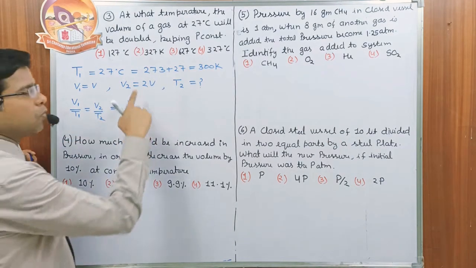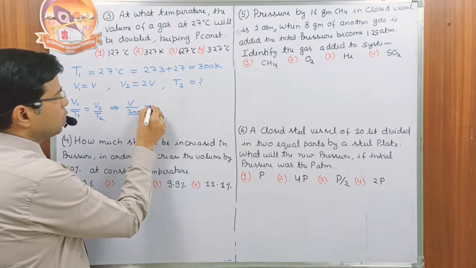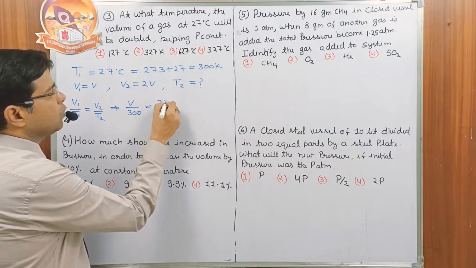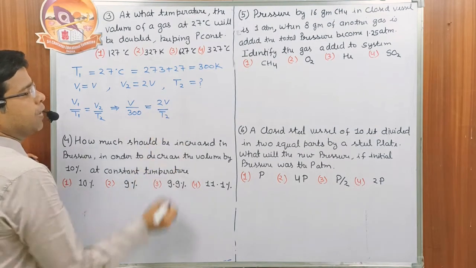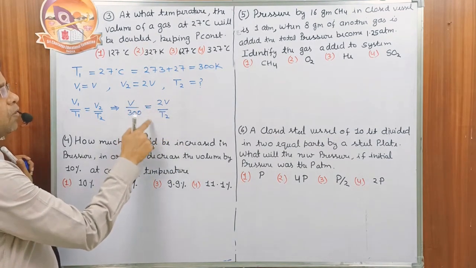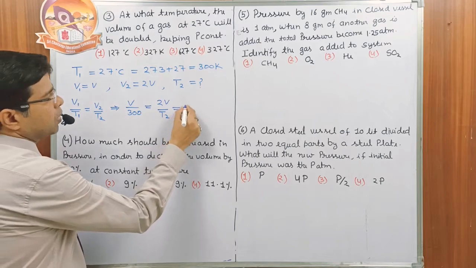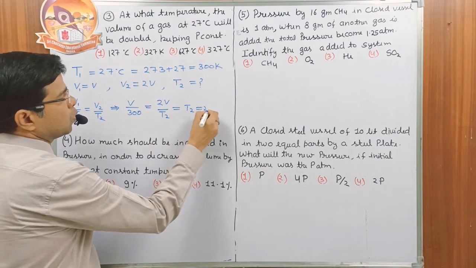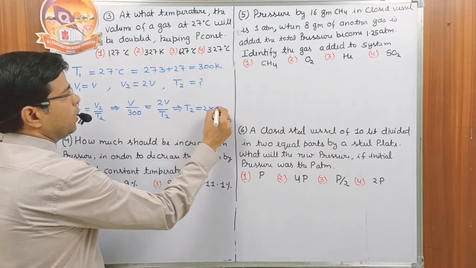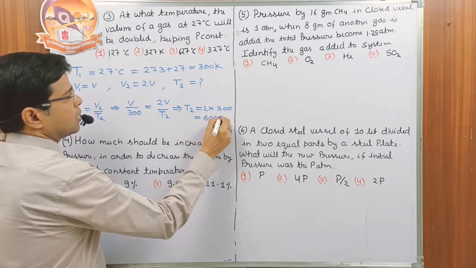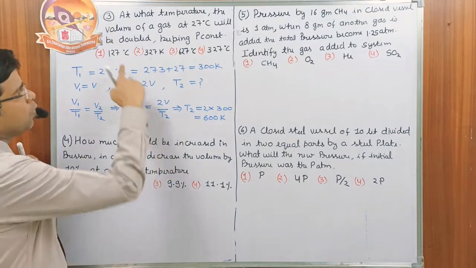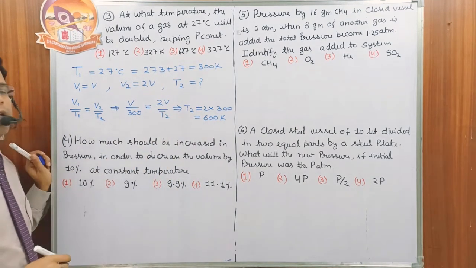What we want to do is just double the volume. So to double the volume, what is the new volume? 2V, and we have to find T2. Now this V and V cancel out. What we have is T2 becomes 2 into 300, that is 600 Kelvin. Now you check, 600 Kelvin is not given in the options.